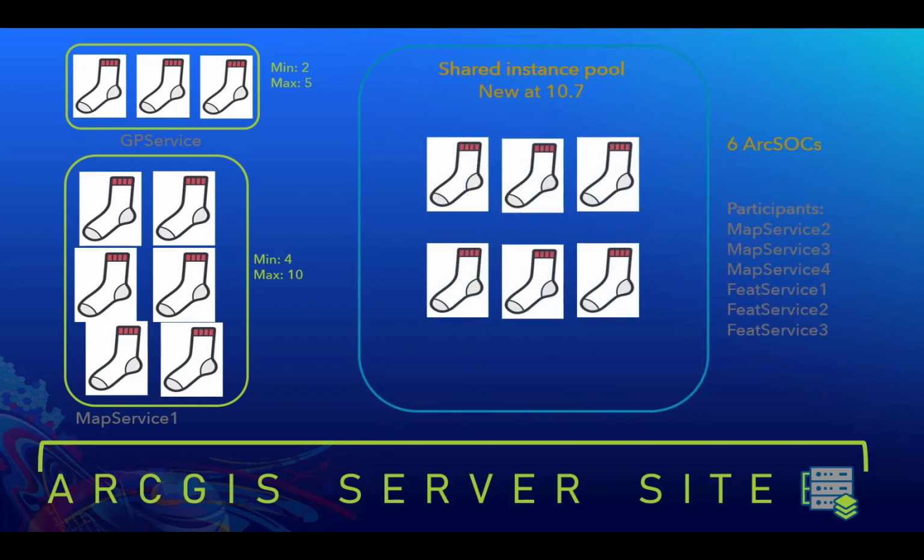Now you can see that all the qualified low traffic services are moved into my shared instance pool, and there are always 6 ArcSOC.exe available to take any incoming request for those services. But for the high traffic service, map service 1, I still keep it as a dedicated instance type, adjusting its properties depending on the service traffic demand. And also, if I find there's a decrease in service traffic for map service 1, I can always change it to the shared instance pool at any time.